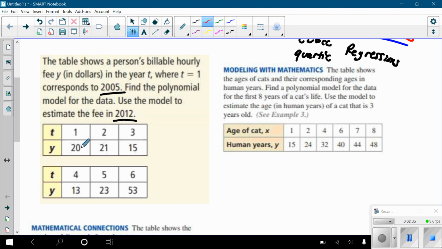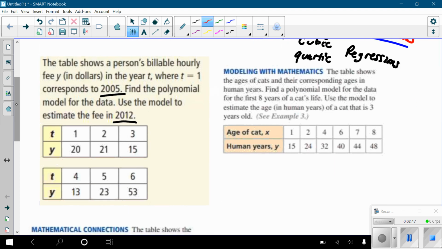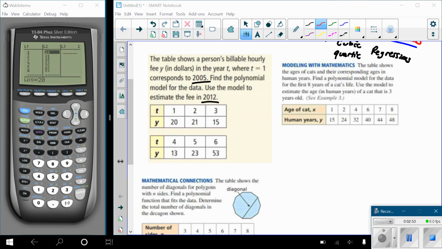So we have this table here with X's and Y's. They don't use X, they use T, but same thing. And I want to find out what type of polynomial will fit it best. The first thing we've got to do is put it in our calculator. So go ahead and pause and do that. I hope you remember that. We've done that in a few different chapters. So you hit stat, enter, you enter your data.